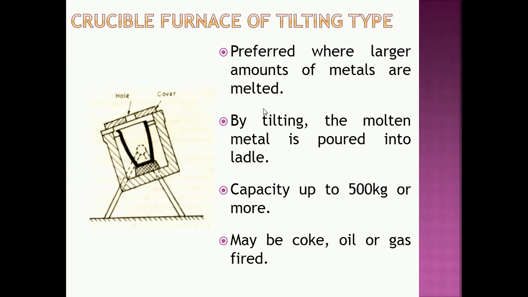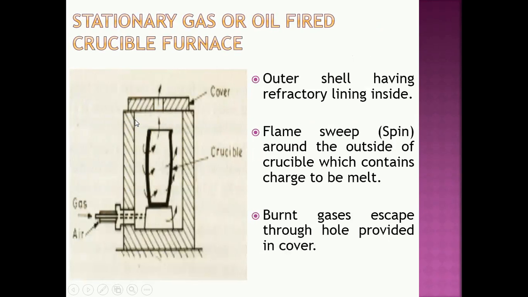As the furnace is tilted to remove the molten metal, this furnace is called a crucible furnace of tilting type. It has pedestals at the bottom. These two are the pedestals on which we have to tilt this furnace to remove the molten metal.